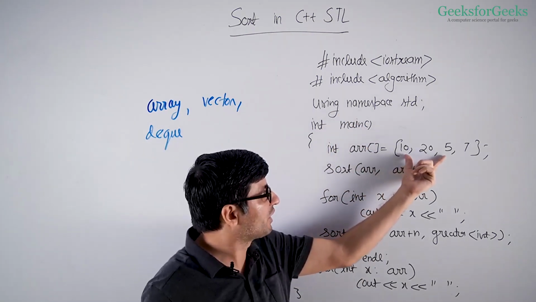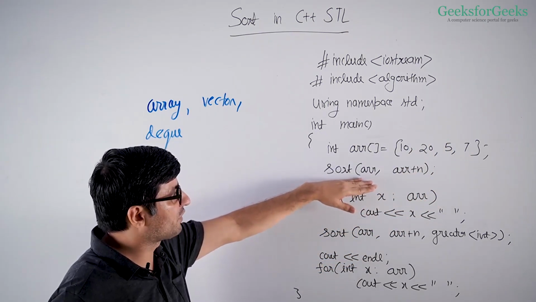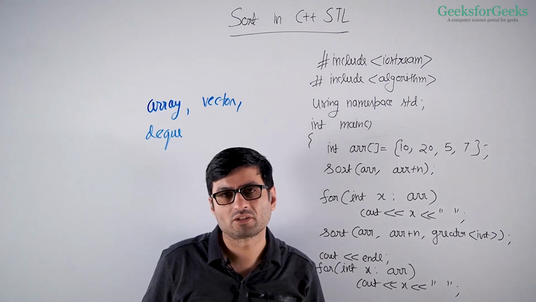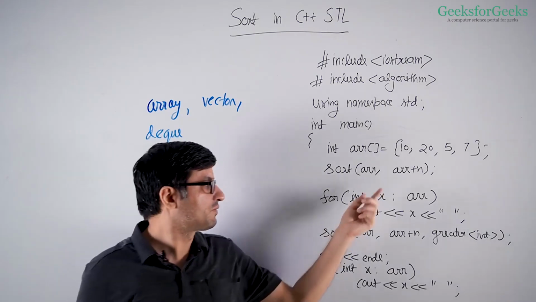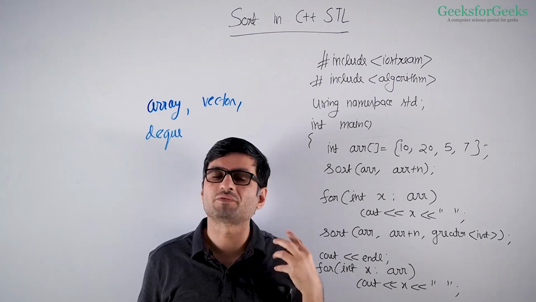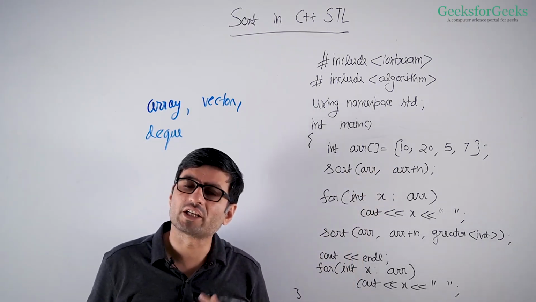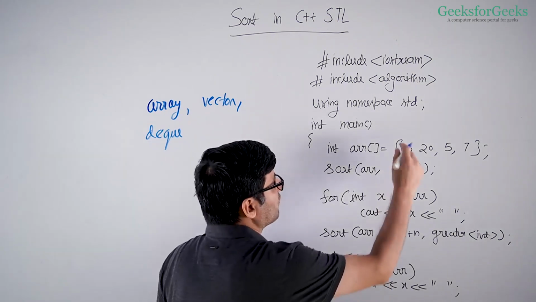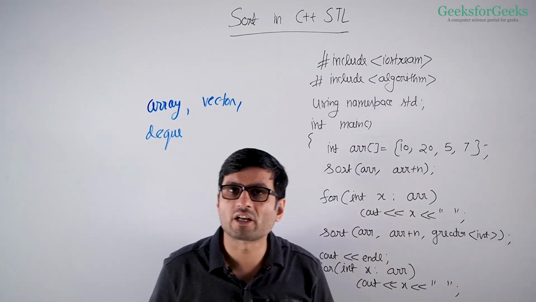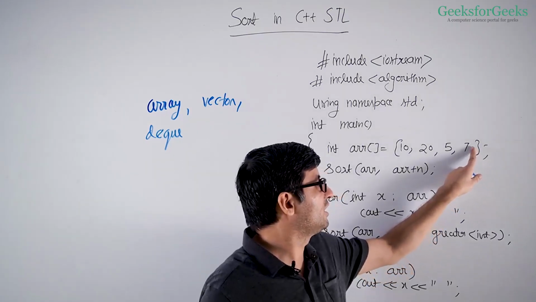We have an array with these values 10, 20, 5, 7, and we call the sort function. So the sort function in C++ receives two addresses or two iterators. The first iterator or address is the address of the first element. The array name in C and C++ gives you the address of the first element. So your first address is the address of 10. And the second address is the address after the last element. So this address is after the element 7.